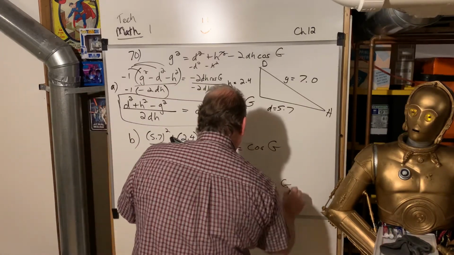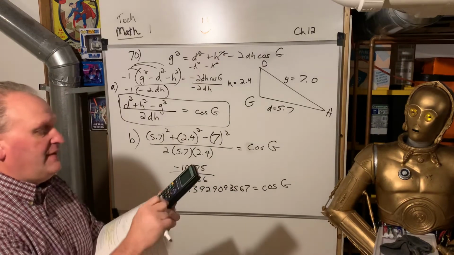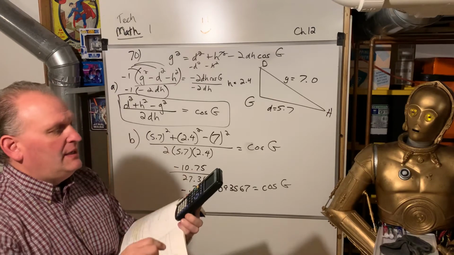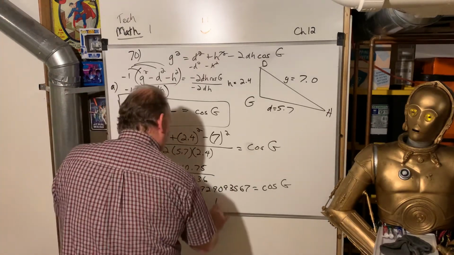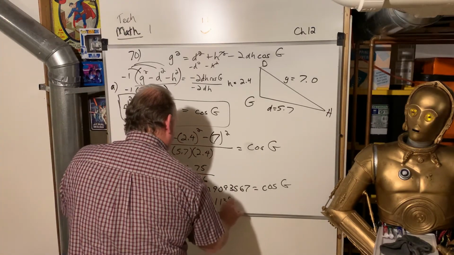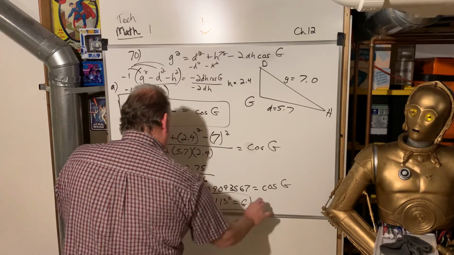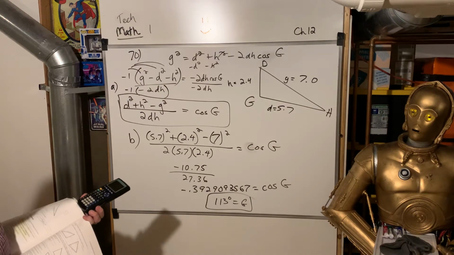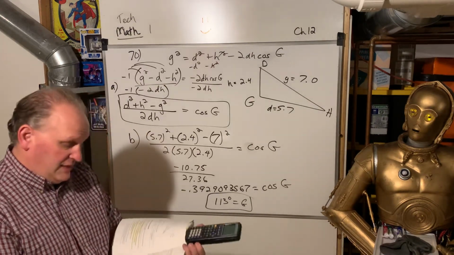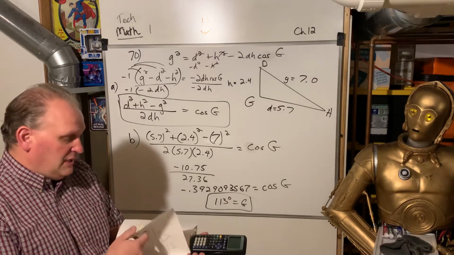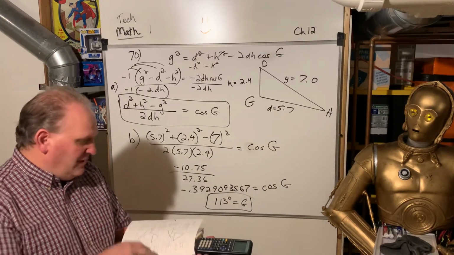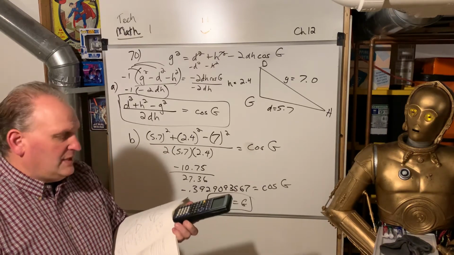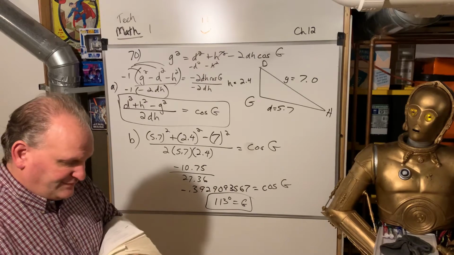So that's equal to the cosine of g, and then we take the arc cosine of that. And it gives us 113. Okay. So you can have the negative answer when you're doing the arc cosine. Strategies for solving triangles. Yeah, it depends on what they give you. Let's look at 77.